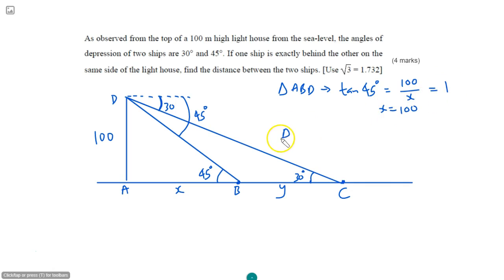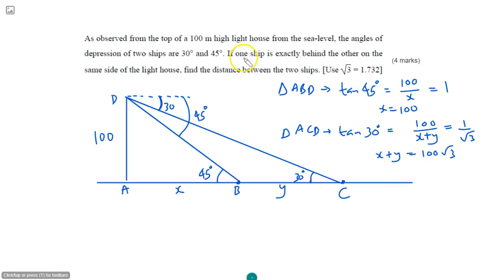Now let's look at triangle ACD. If you look at triangle ACD, tan 30 degrees is equal to 100 by x plus y, and you know that tan 30 is 1 by root 3. So from this you can write x plus y equals 100 root 3, and the question asks us to find the distance between the two ships. So we need to find y.